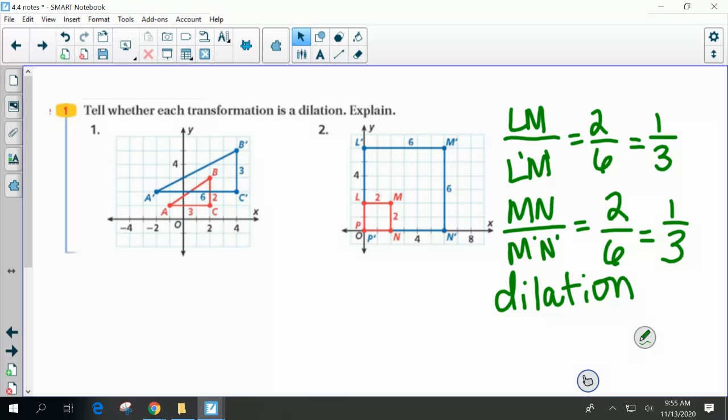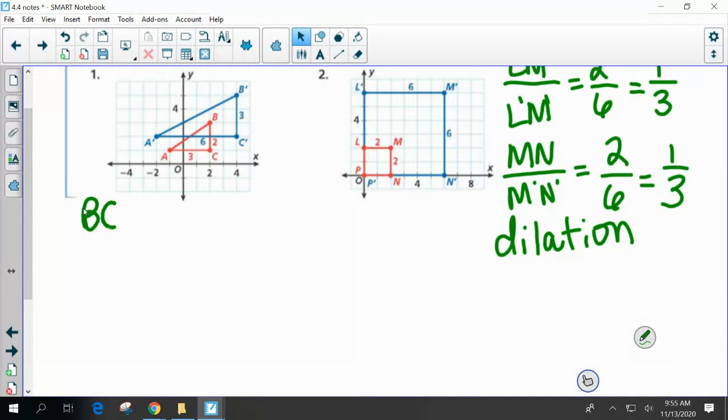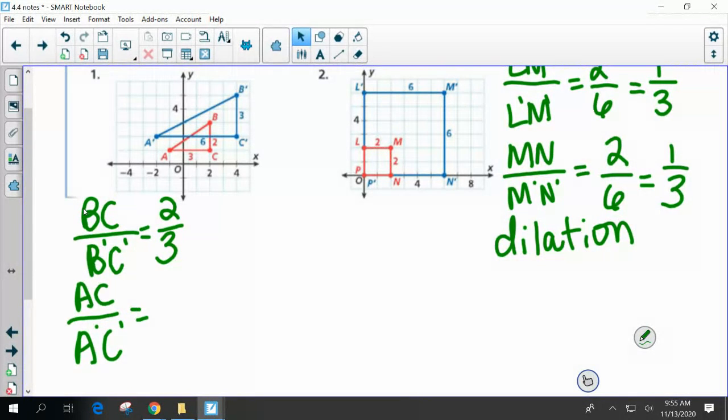All right, so if I do BC, it doesn't matter what order you do them in. Sorry, like BC or AC, it doesn't matter. Over BC prime, I would have 2 over 3. And then if I do AC over AC prime, I would have 3 over 6, which reduces to 1/2. So those are not the same, because that 2/3 is 0.6 repeating and 1/2 is 0.5. So this is not a dilation.